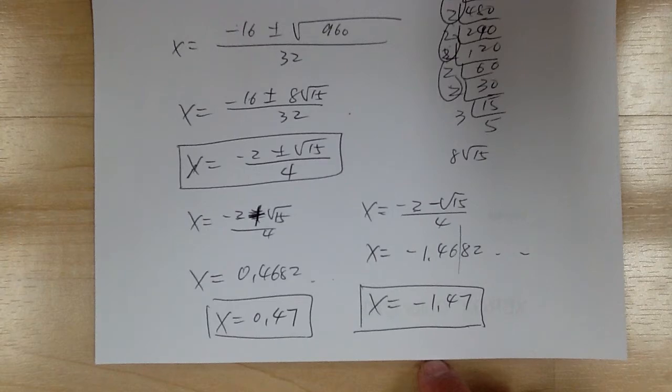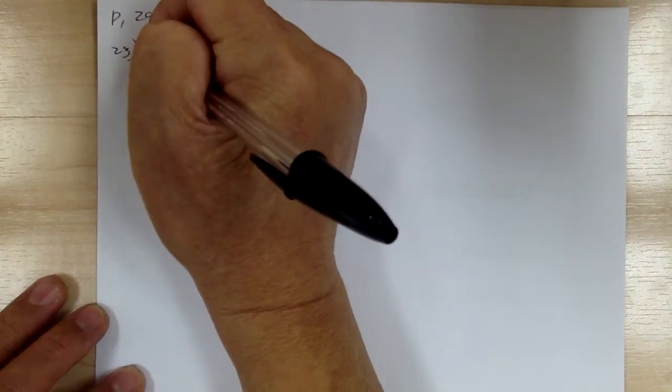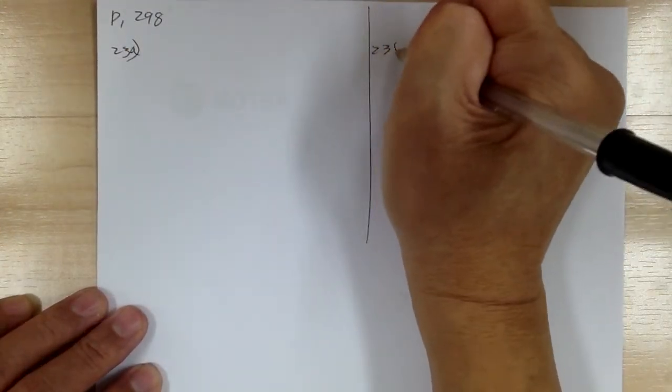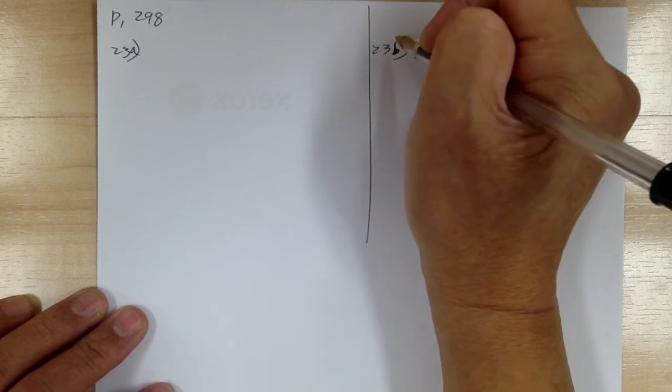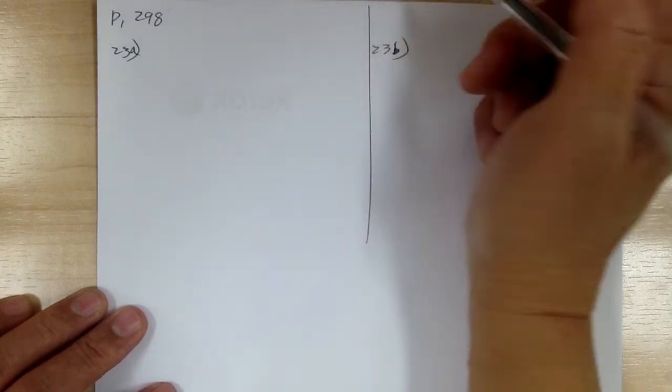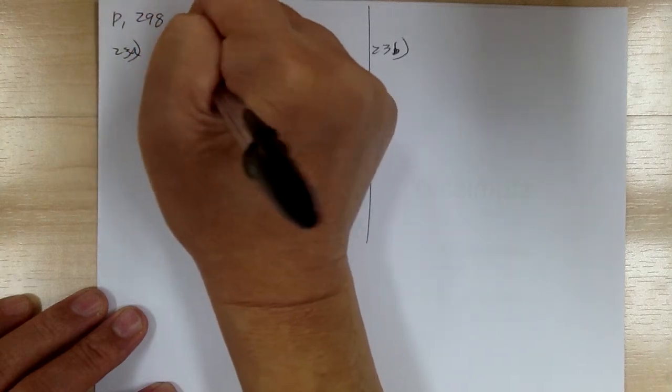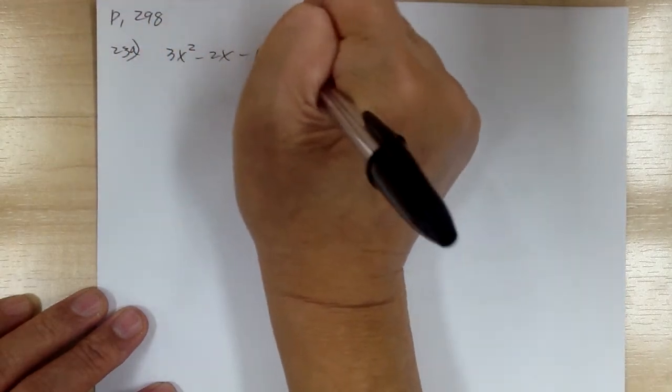Okay, let's go to the next one. Let's go to 23. Okay, 23, there are two parts. Part A, do it by factoring, and part B, solve by using the quadratic formula. Okay, so you have 3x squared minus 2x minus 1 equal to 0.